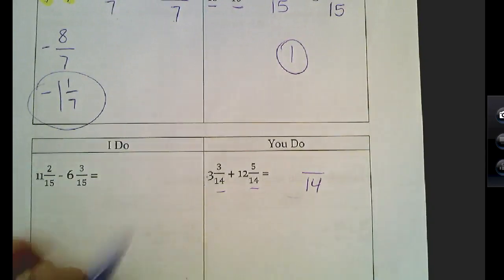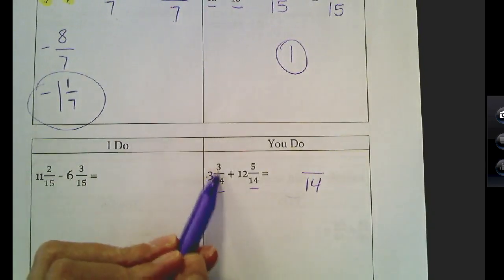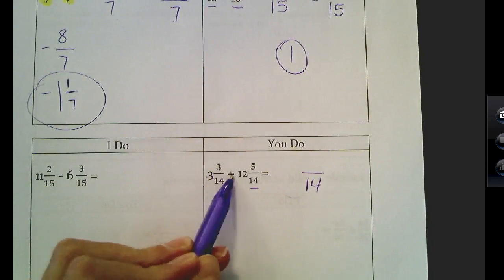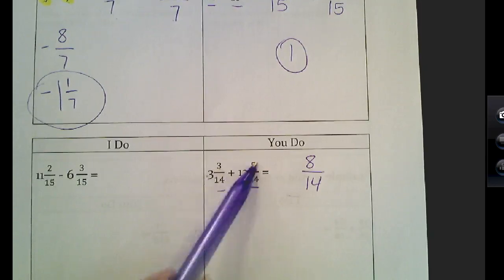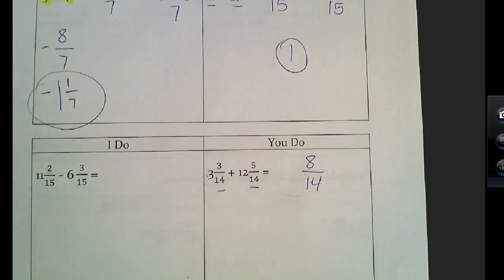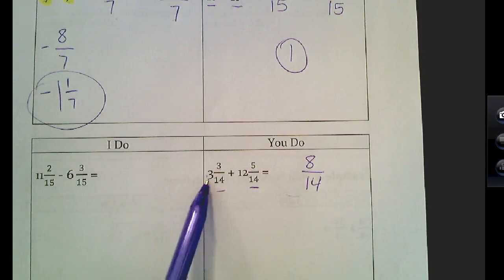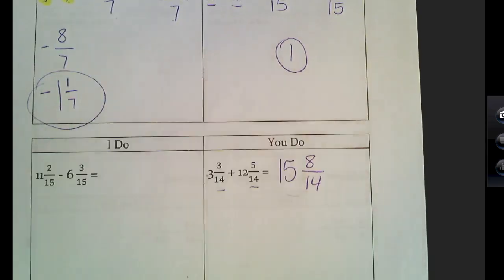And now let's go ahead and add our fractions. We can do this with mental math. Our numerator is a 3 plus 5. What's 3 plus 5? 8. So we're going to go ahead and write 8 14ths. 3 plus 5 gives me 8. And then let's add our whole numbers. What's 3 plus 12? 15. So we get 15 and 8 14ths.